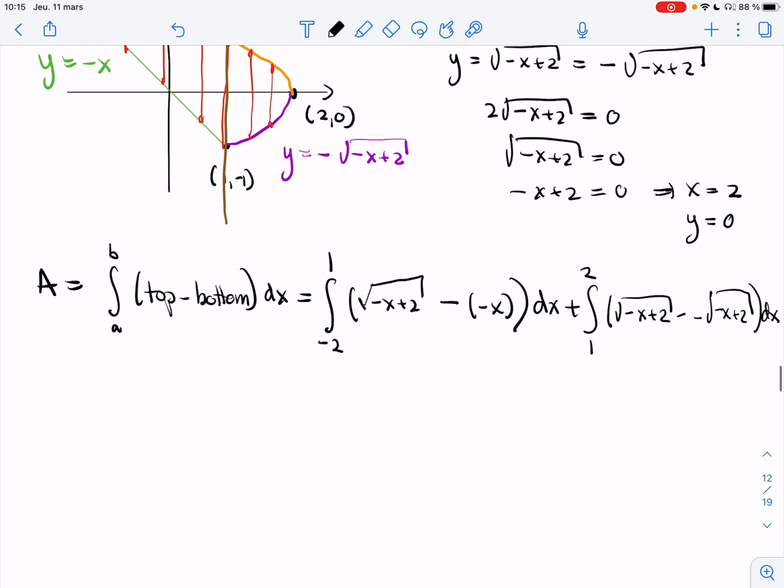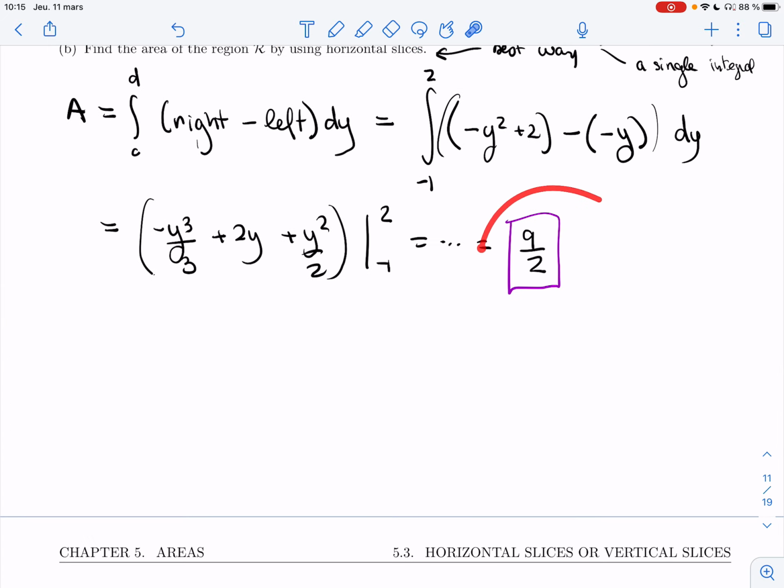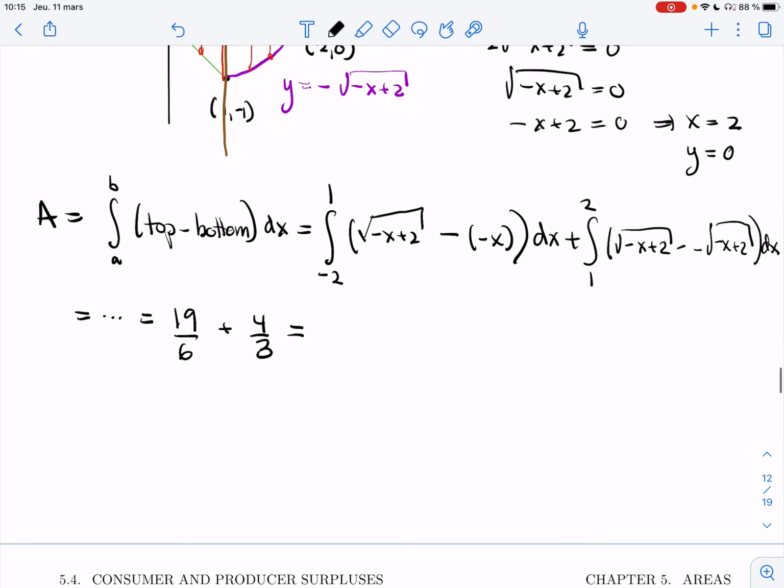All right, so I've computed both these integrals before. First one should give you 19 over 6. Second one is going to give you 4 over 3. And if you add it up, what do you get? Same. It's the same area, so you should get the same answer. So 9 over 2 either way.